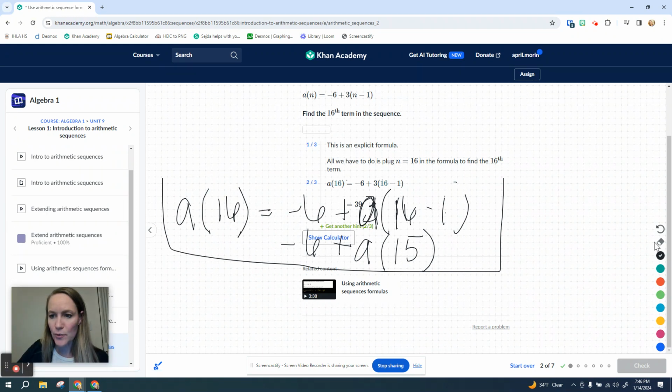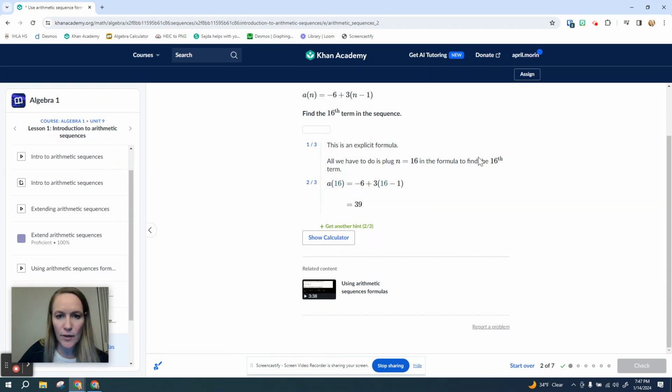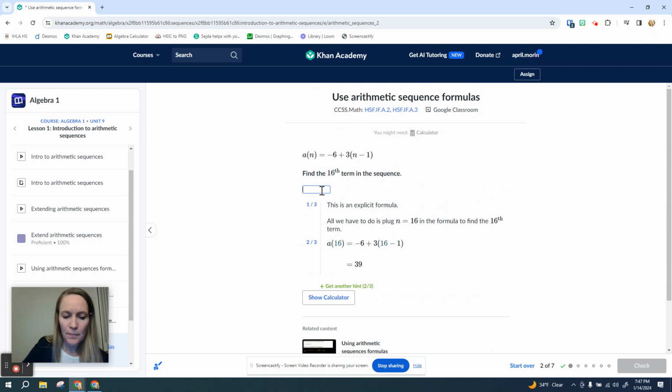We're going to use my eraser tool here. We're going to erase this part. Okay, this is 3 times 15, which is 45. So -6 plus 45. And of course, if it was -6 plus 45, that would be 40. So we just need to subtract one more. So that is 39. So let's go ahead and plug in 39. And of course, they give us the answer there too.